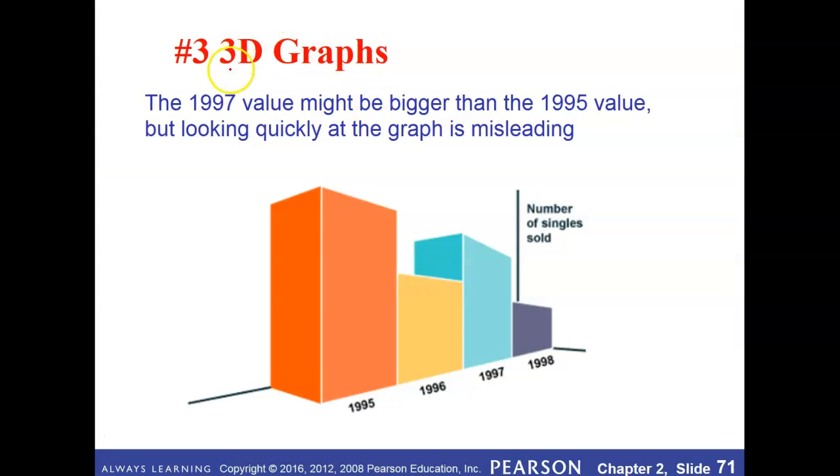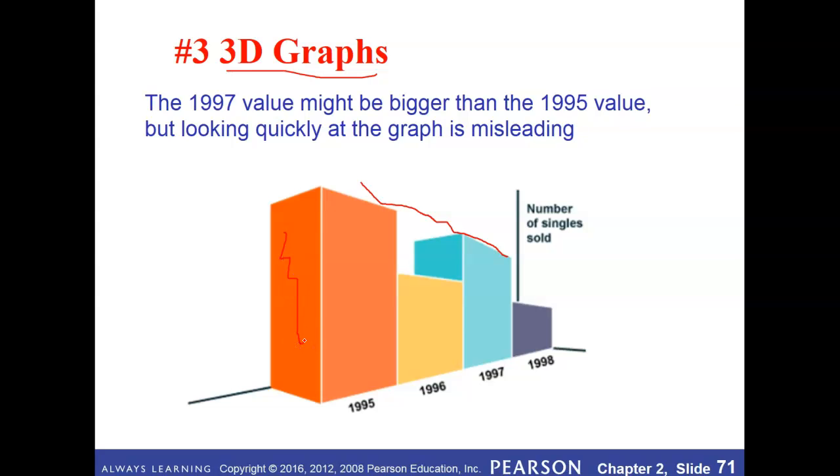And then the third type is 3D graphs. And so here we have 1997 value in this graph. It looks like number of singles sold. Looks like in 1995 was by far the biggest, the most number of singles sold. But if you look at this closely, 1997 was more. Because if this line here extended, okay, it would probably be bigger than 1995. But 1995 is closer to you, so because it's closer to you, they draw it bigger. Not only that, you get to see all the side area over here.